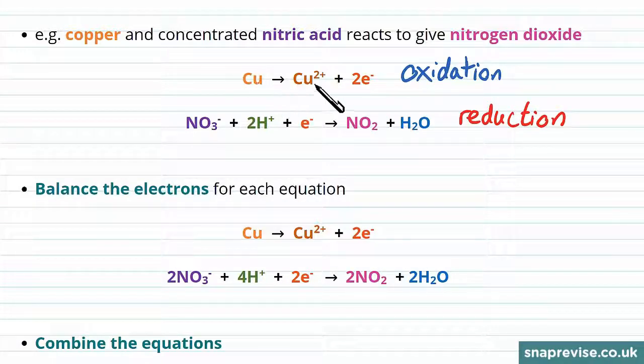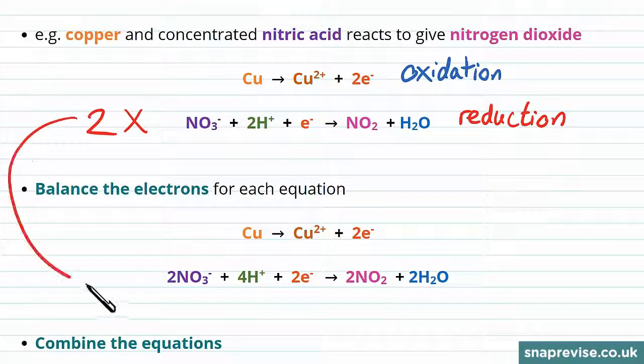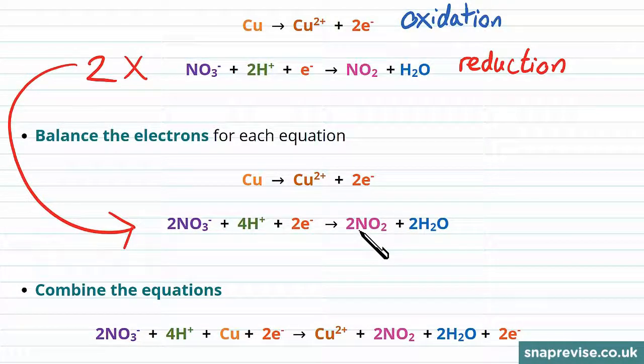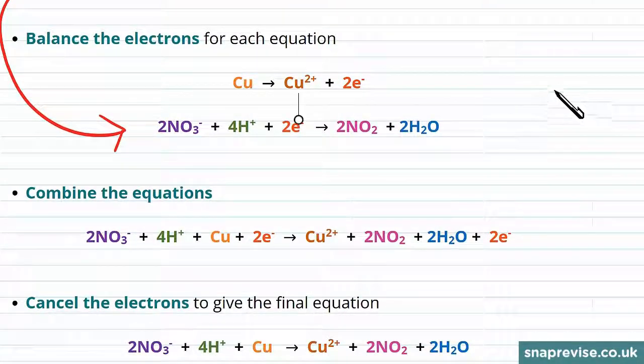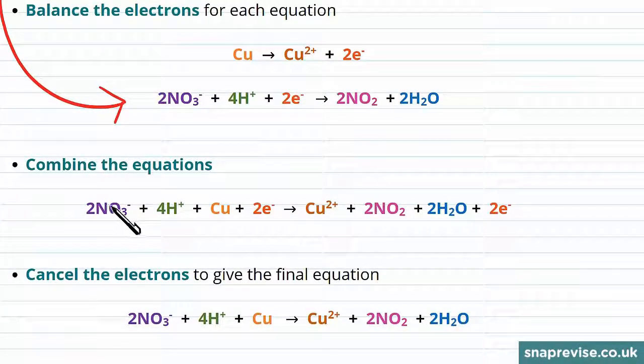We can see here we've got 2 being released from the copper, but only 1 being taken in by the NO3- part of the reaction. We multiply everything in this second line by 2. So that's what we've done when we look at this step here. And you can see we've got 2 NO3-, 4 H+, combining with 2 electrons to give us 2 of each of the products. We then combine the 2 equations we have above.